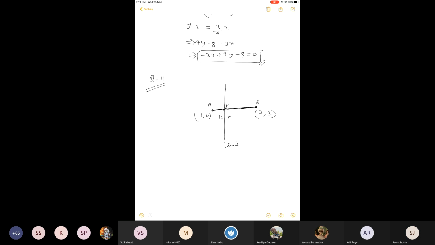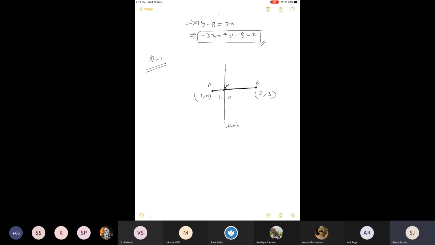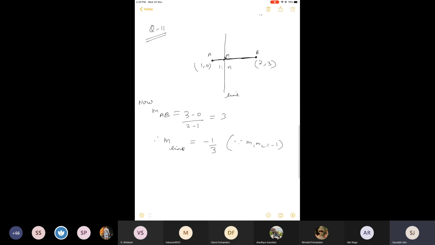So first thing, we can find the slope of AB. AB means line segment. How to find the slope? Using 2 points: y2 minus y1 upon x2 minus x1. This comes out to be 3. So if the slope of AB is 3, can anyone tell me what will be the slope of the line? So minus 1/3. Yes, good. Because if two lines are perpendicular, the product of their slopes is -1.